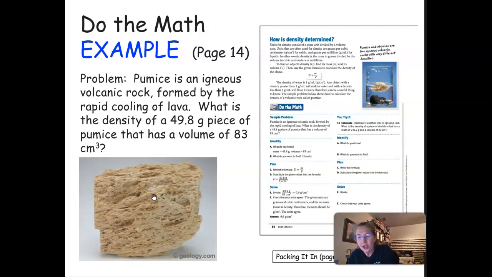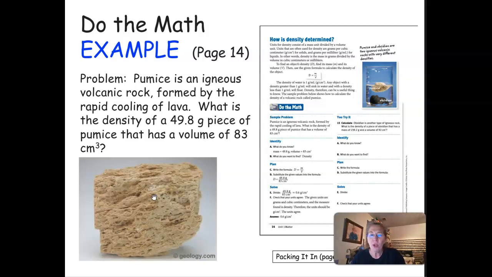Okay, on page 14, they want you to read that first section up there at the top and then do some sample problems. You see the picture of pumice and obsidian at the top, with pumice floating and obsidian sinking. And so you're going to do some work on determining the density of those two igneous rocks. And so they do a sample problem for you, which is the one with the pumice.